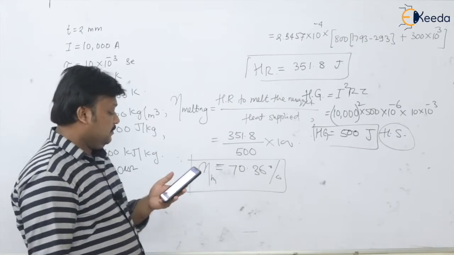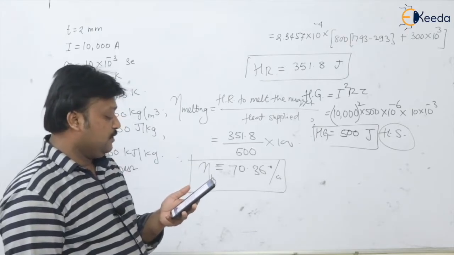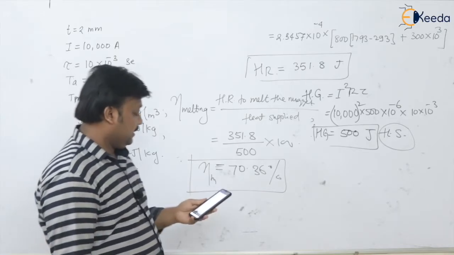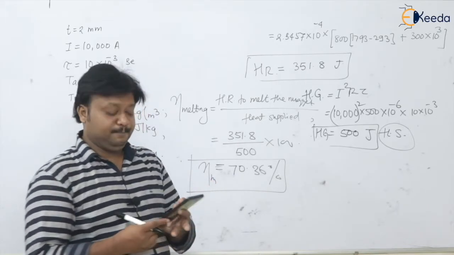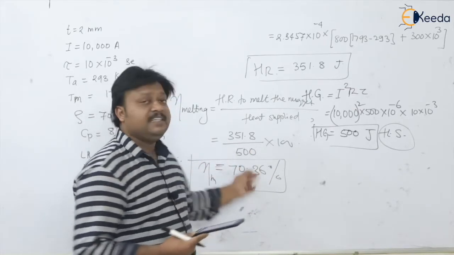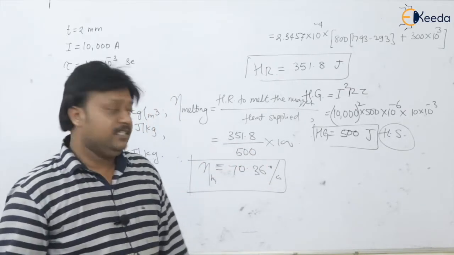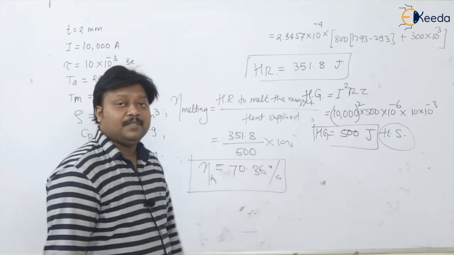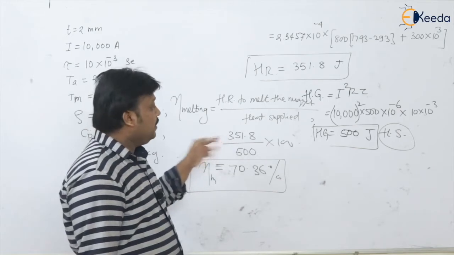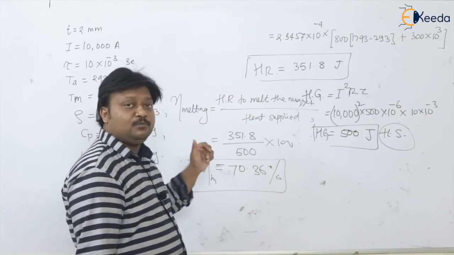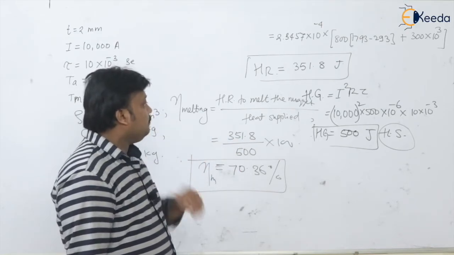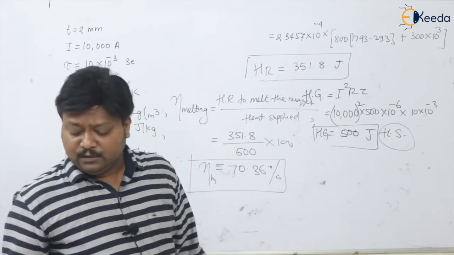So options are option A 50.37, option B 60.37, option C 70.37, and option D 80.37. So 70.36 or 37 is the correct choice. That is option C. And again, this was the question from the 2007 paper from the IIT Kanpur. So this is the question on welding. Let us take the next question.